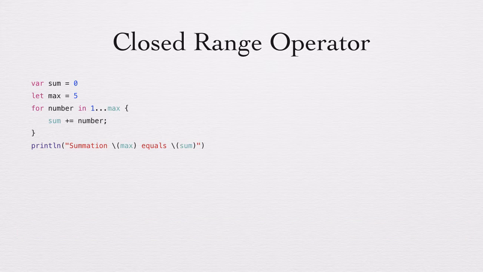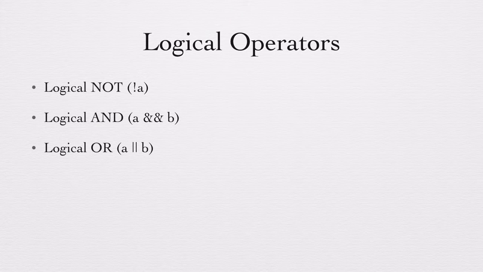Swift introduces a new operator called the closed range operator. Check this for loop. The variable number will take all integer values in the range 1 to max inclusive of both. The loop will be executed max number of times. If you use 2 dots instead of 3, the loop will count up to max exclusive. This is called the half closed range operator. These have usual meanings as in other languages.